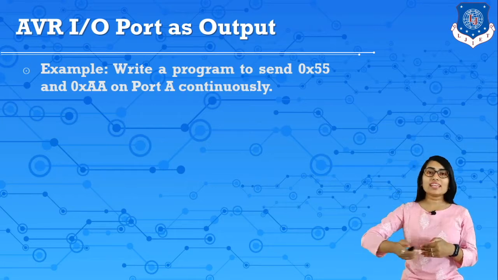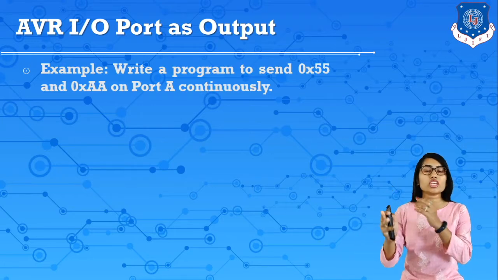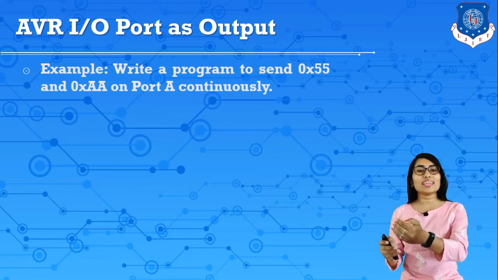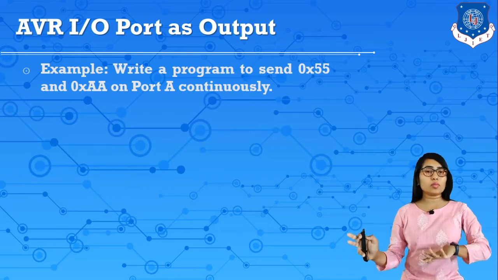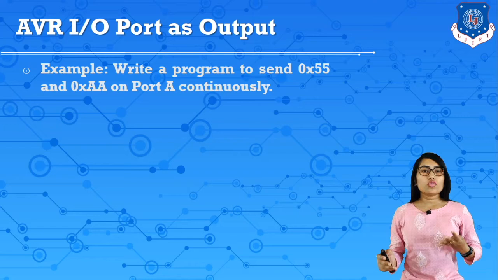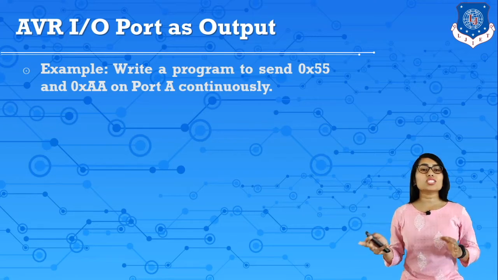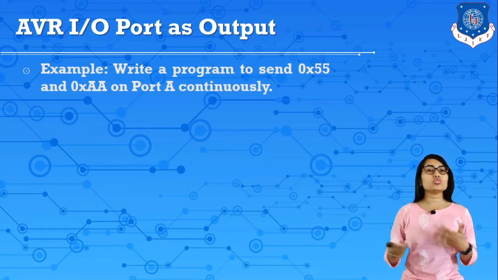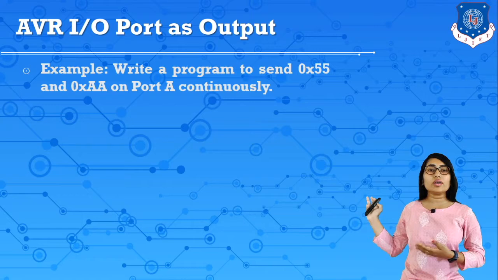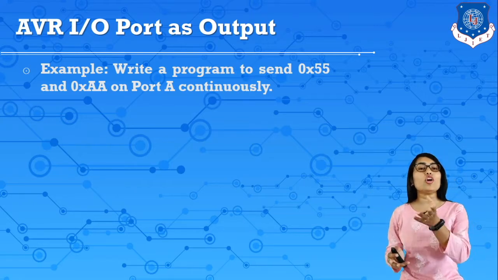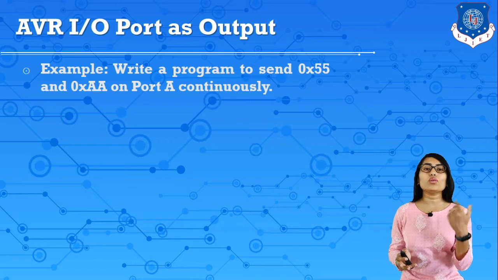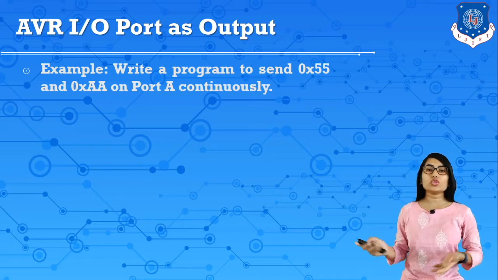We want to send data at a port side, so this makes port A an output port. Here we use ATmega32. We have a total of 4 ports: port A, port B, port C and port D. So we can use any port in a program. We have given port A. Write a program to send data on a port. That means here the port works as an output port. So how can we do that?